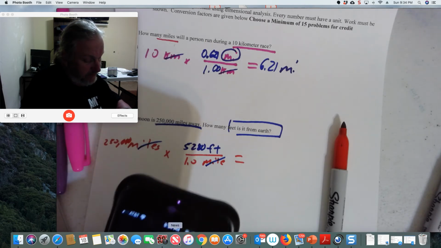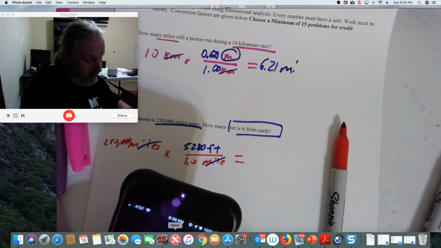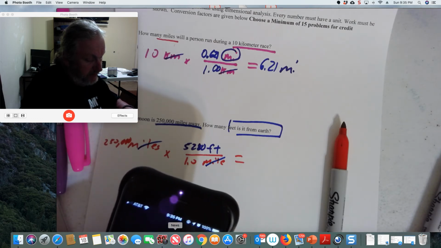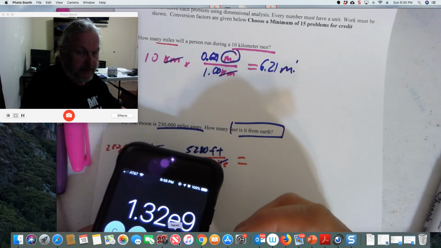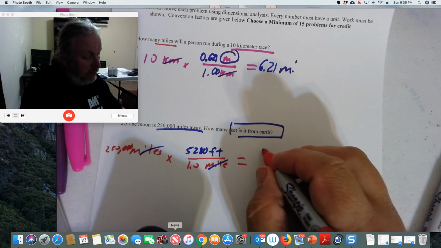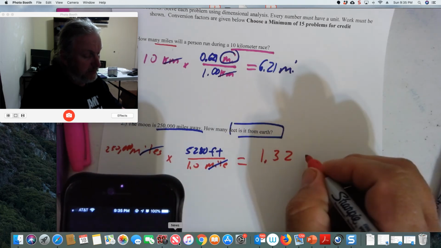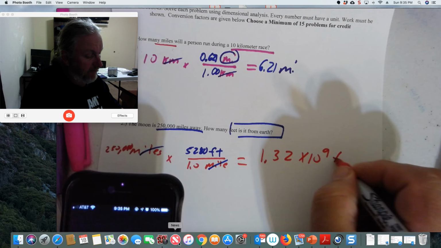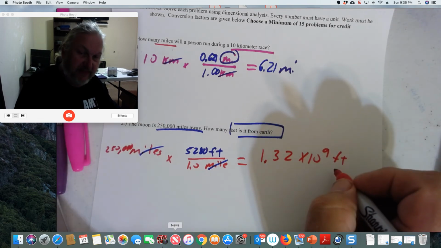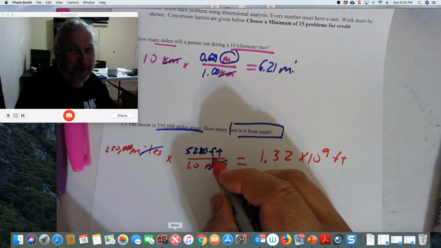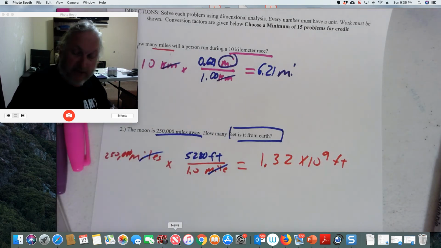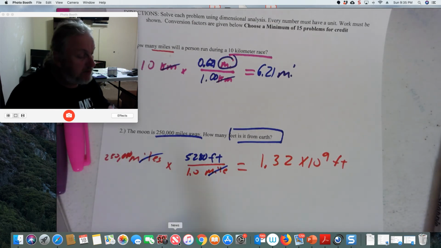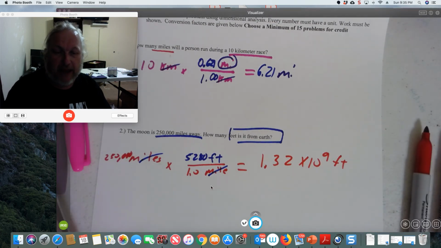250,000 times 5,280, and it got 1.32 times 10 to the ninth. It says e to the ninth, that means the exponent. 1.32 times 10 to the ninth feet. I put feet there because that's the only unit that didn't factor out. Makes sense to me, so that's what we're going to do. And that's the beauty of dimensional analysis. You can do these problems and it can get done and life is good.